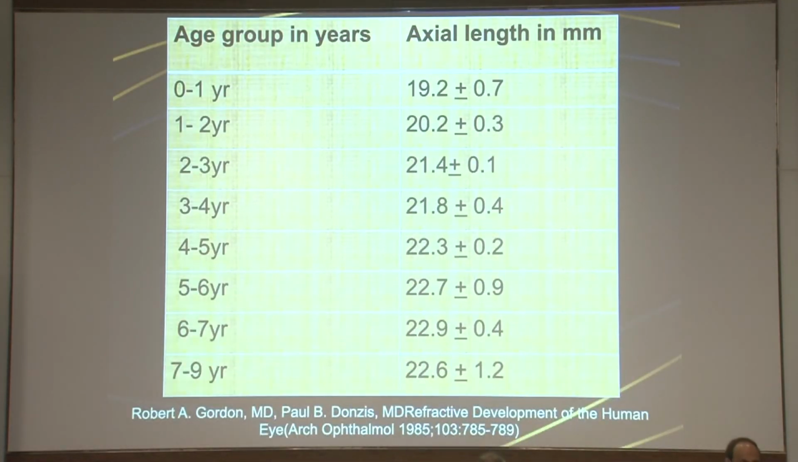unless, of course, the other eye is also myopic. This is a normative database to show the normal age-related axial length growth among children. The average axial length at birth would be somewhere close to 19 millimeters, which grows significantly in the first year, as you can see, and then the growth is much, much slower, particularly from 2 years onwards.